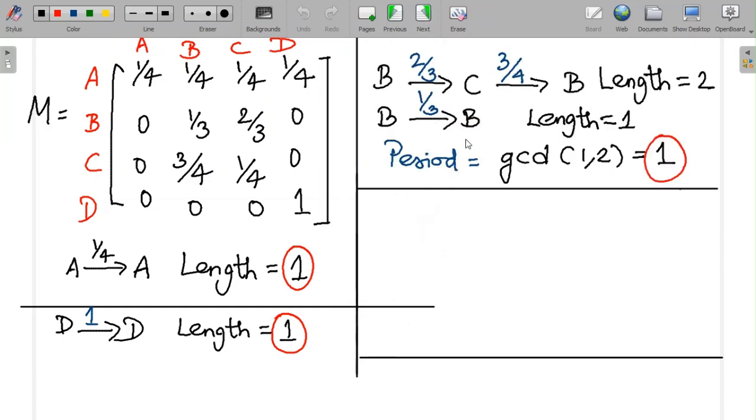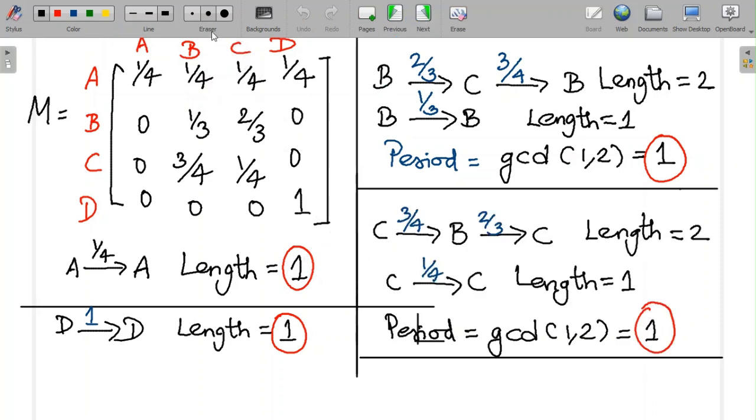But B and C are not the same. B reaches C and the reverse also happens. So B to C and C to B has a length of 2, and B to B itself has a length of 1. The greatest common divisor will be the GCD of 1 and 2, which is 1. And then talking about the state C, we see that C has two cycles which pass through itself. I can reach from C to B and then back to C in a cycle of length 2. And there is always a communication from C to itself, which has a length of 1. So therefore, the period of C would be the GCD of 1 and 2, which is 1.